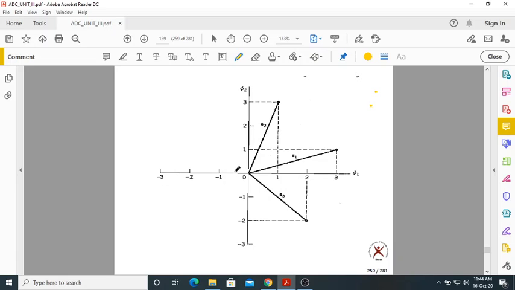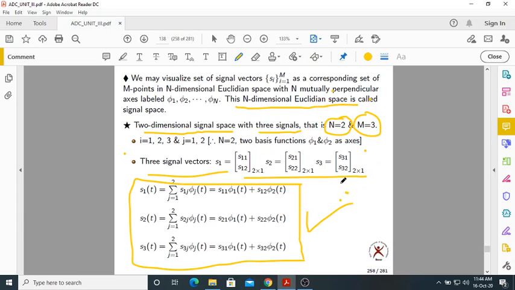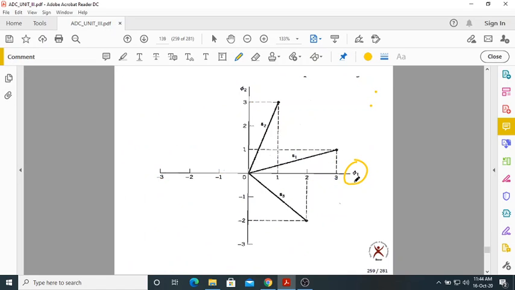Here, since I have taken 2 basis functions, they are the axes, phi 1 axis, phi 2 axis. Here we don't write t, we neglect t. Why? Because the basis functions are phi 1 of t, phi 2 of t, but we don't write in terms of t, we just write phi 1, phi 2, because here we are dealing with distance, not time. That's why we omit the variable t. It vanishes, only phi 1, phi 2. Just like x axis, y axis.